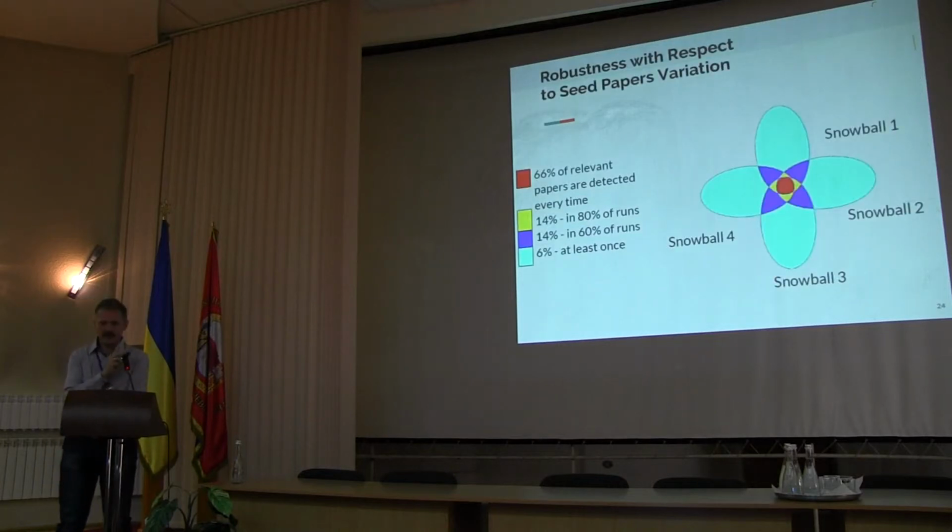Next, about robustness. When we start from a different set of seed papers, we can be sure that in 66% of cases we found all the papers. But when we run several times, we can find all papers.